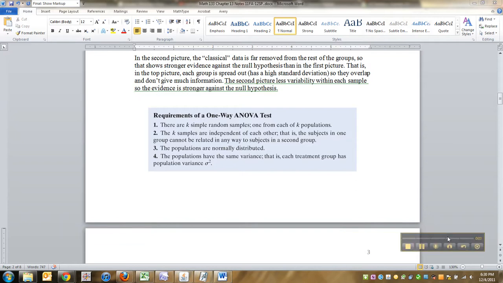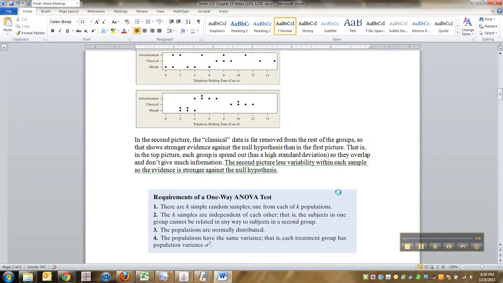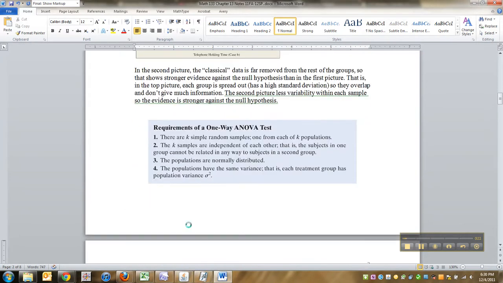All right, so that leads us to what we want for a one-way ANOVA test, analysis of variance test. So there have to be k simple random samples, one from each of k populations. The k samples are independent of each other. That is, the subjects in one group cannot be related in any way to the subjects in a second group. The populations are normally distributed, and the populations have the same variance.